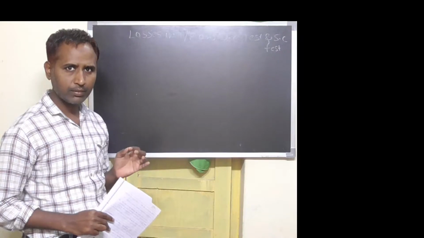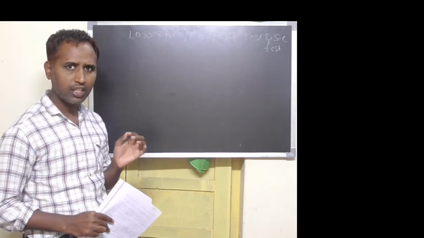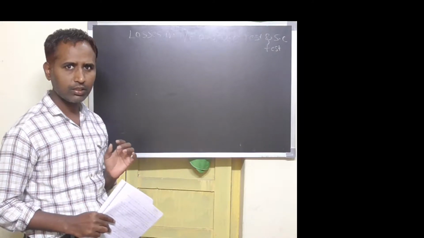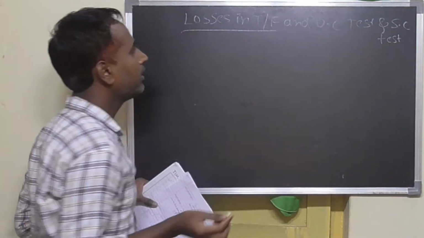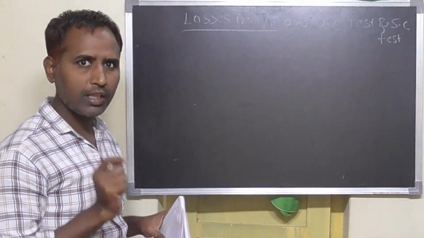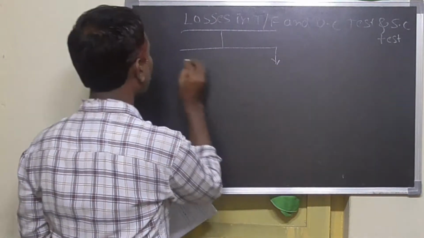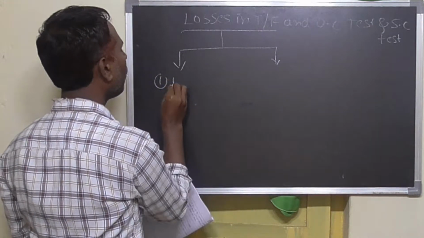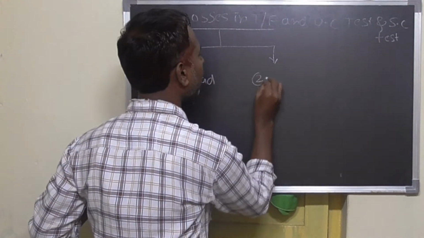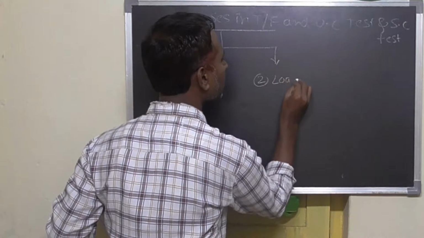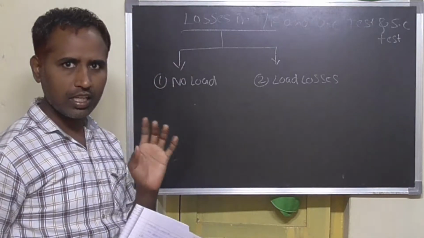So today I am going to explain losses in a transformer, open circuit test and short circuit test in a transformer. Okay, let us start. So friends, in a transformer there are two types of losses. The first type is no load losses, and the second type is load losses. These are the two types of losses that occur in a transformer.